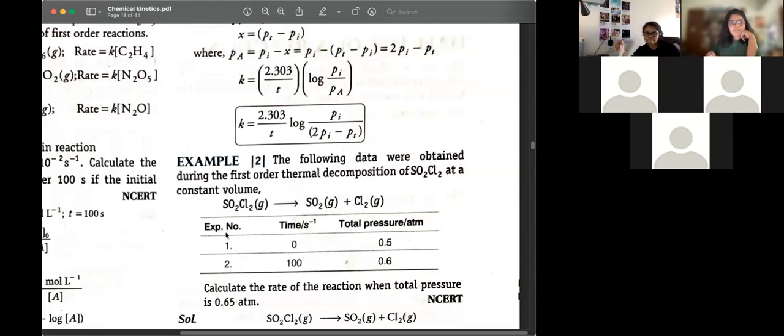The information you're given: at time t equal to 0, this was the pressure of SO2Cl2, and at time t equal to 100 seconds, this is the total pressure. Calculate the rate of the reaction when total pressure is 0.65 atmospheres. Great. So SO2Cl2 will give us SO2 and Cl2. All of them are gases.